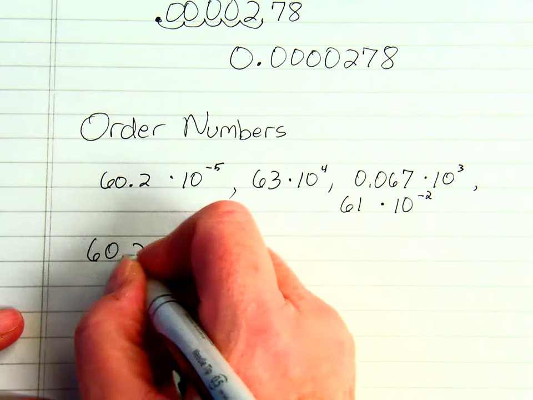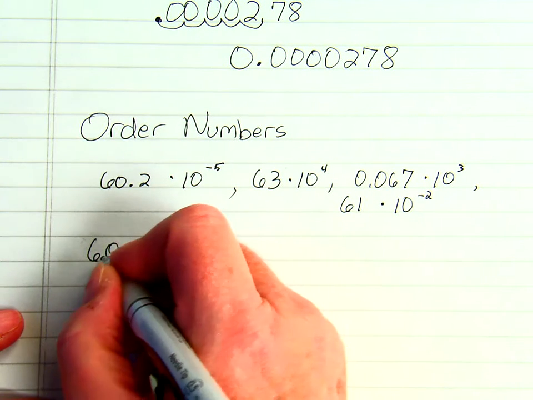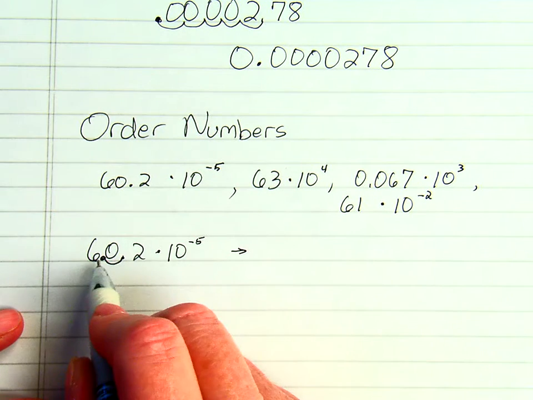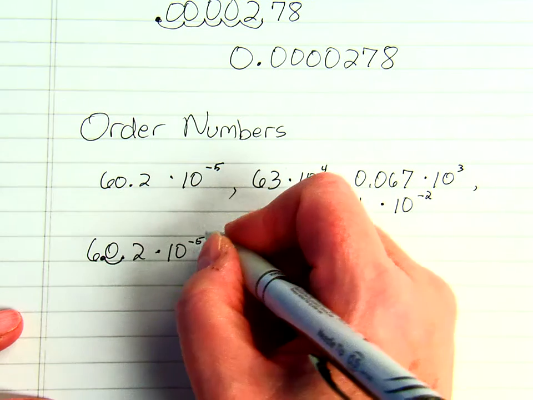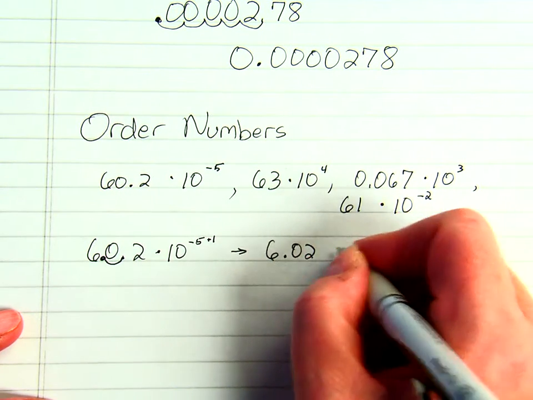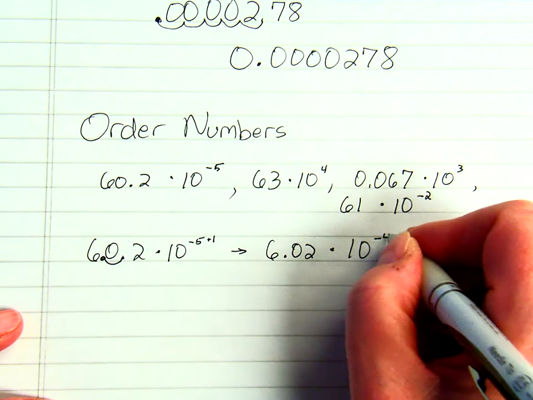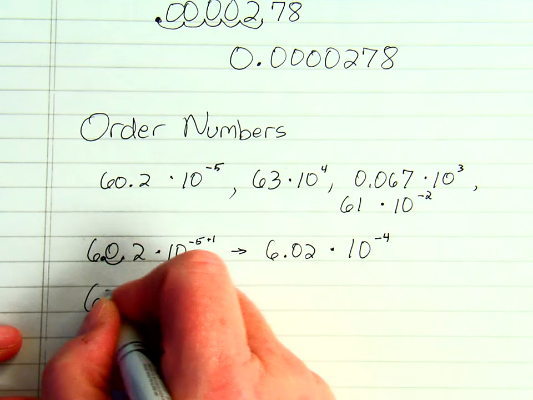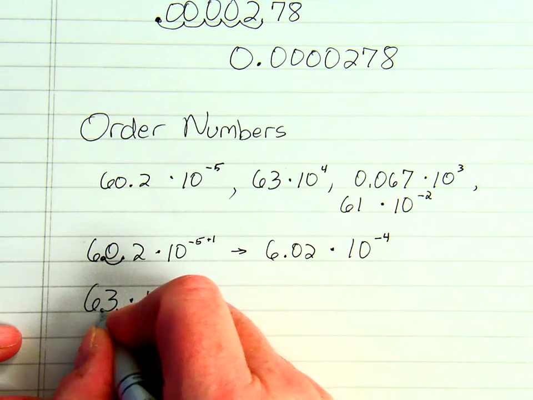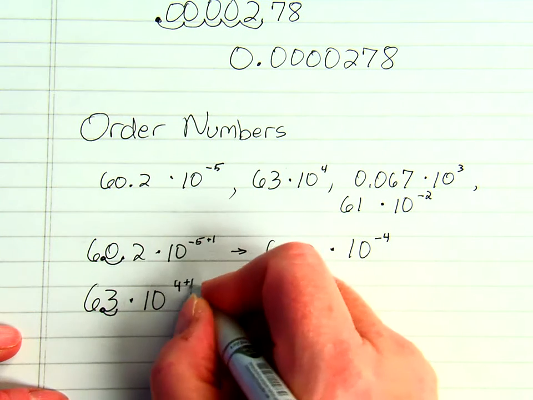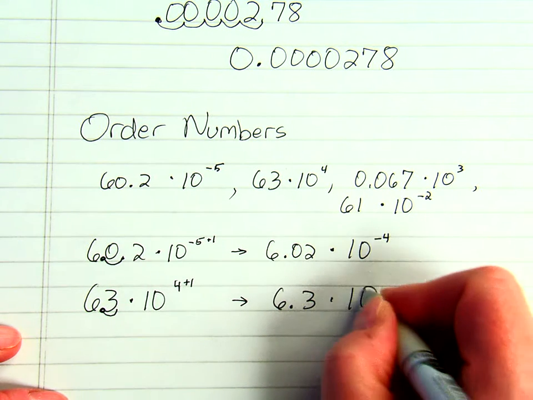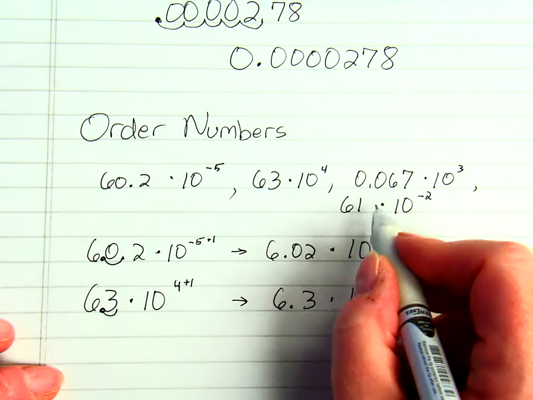I have to move this decimal point one place left, which is in the positive direction. So I'm moving it one left, so that's plus 1. I'm going to add this on here, and that's going to be 6.02 times 10, and now I'm at the negative 4. My next number is 63 times 10 to the fourth. I have to move that decimal point also one left, adding 1 here. So that becomes 6.3 times 10 to the fifth.